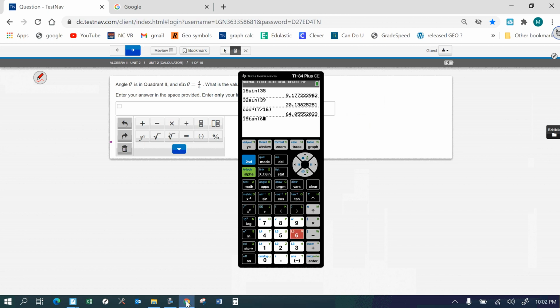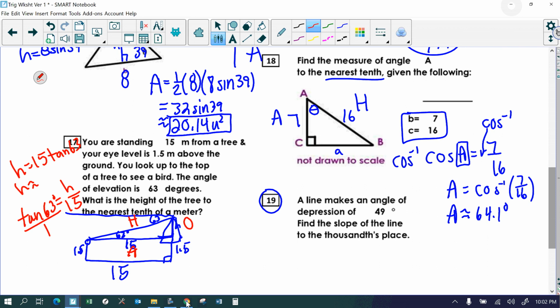15, tan, 63 on the calculator, 29.4. So this h right here is 29.4, but then I have to add on the 1.5 on how tall I am, where my eyes are, and that gives me 30.9, and what is the units? Meters. So 30.9 meters is the height of the tree.